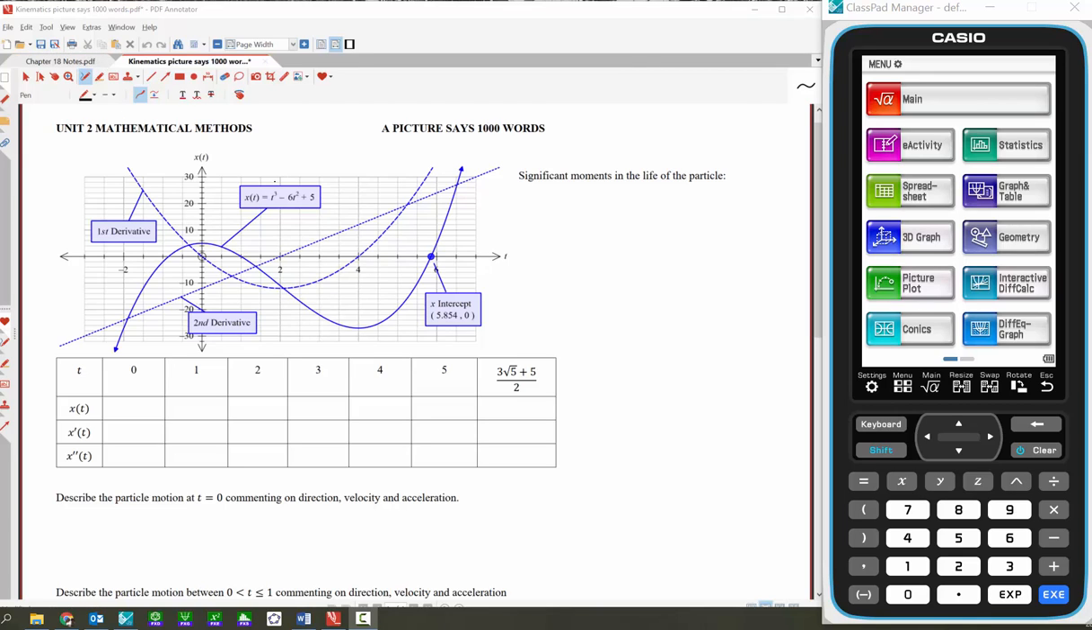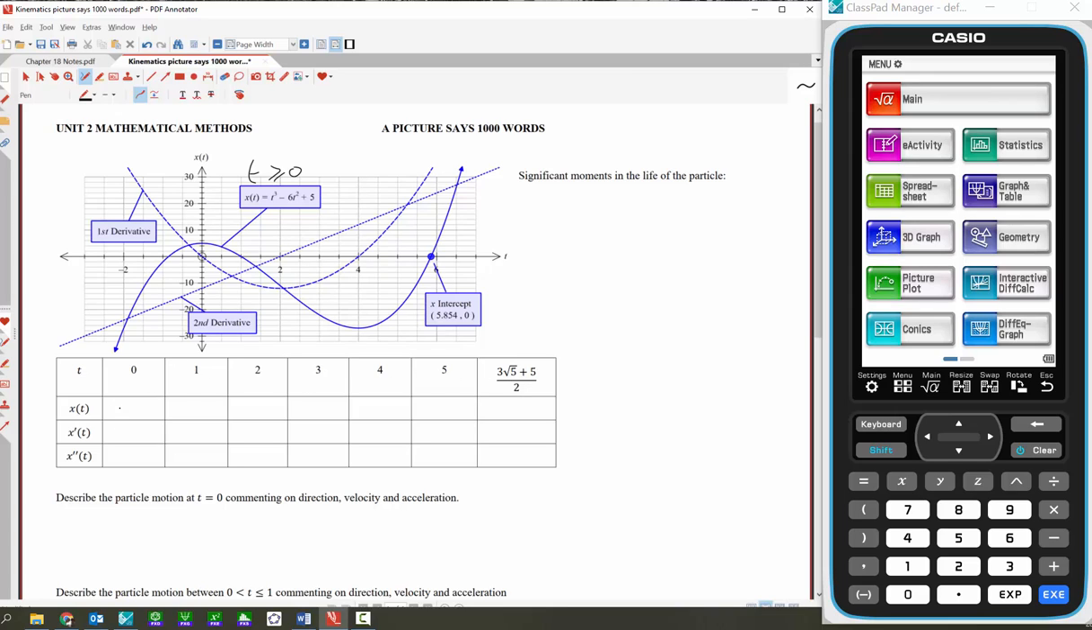This video will be a detailed look at the position function x of t equals t cubed, take away 6t squared plus 5. And the constraint that we're going to put on that is when t is greater than or equal to 0. So what we've got here is a table drawn up with different values of t.